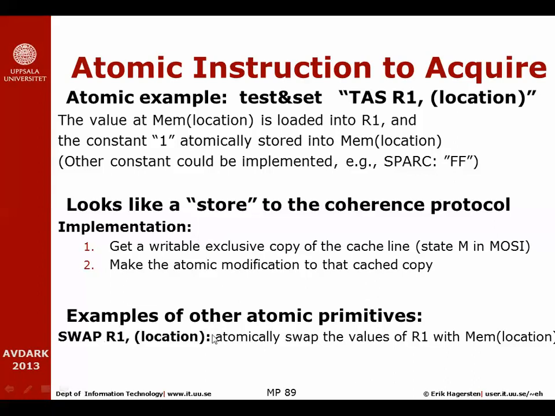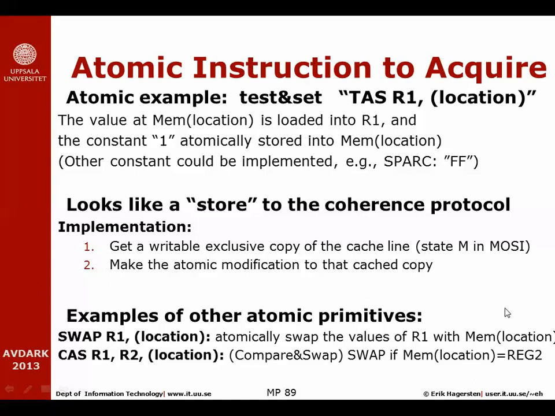There are other examples of more complex atomic primitives as well. One is a swap primitive. Swap specifies one register and one memory location, and it is simply a more generalized implementation of the test and set. So swap takes the data that's stored in the memory location, puts it in R1, and at the same time takes the data that resides in R1 and puts it at that memory location. And once more, this is done inside the L1 cache, given that we have an exclusive copy of the cache line with write permission.